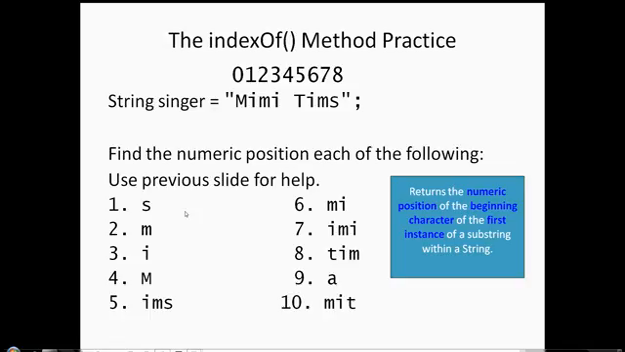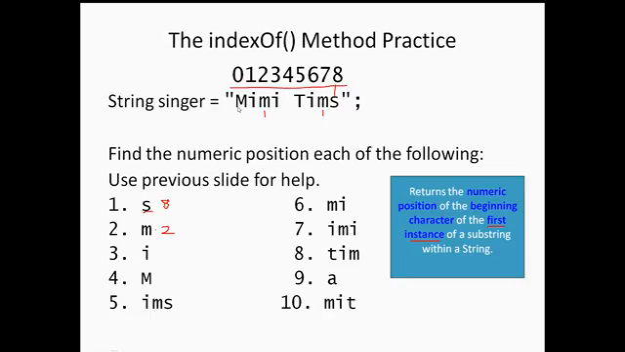Hopefully you did these, so let's take a look. The S is looking for the numeric position of S. There's only one S, so that position would be 8. Number 2, m: it's not looking for the capital M, it's looking for small m. There are 2 m's, but it's going to find the first, as you notice, it's the first instance. And so the first instance of that m is 2. And notice, one thing that's very good practice is to write the numeric positions above your string.